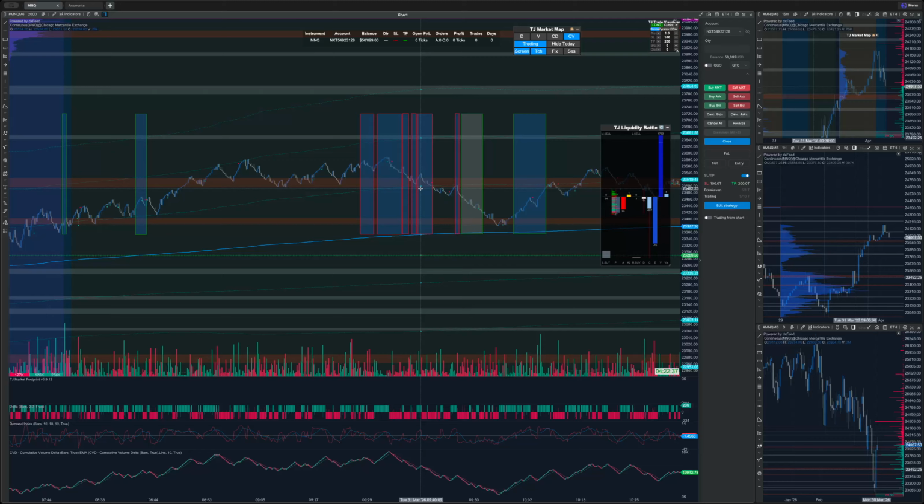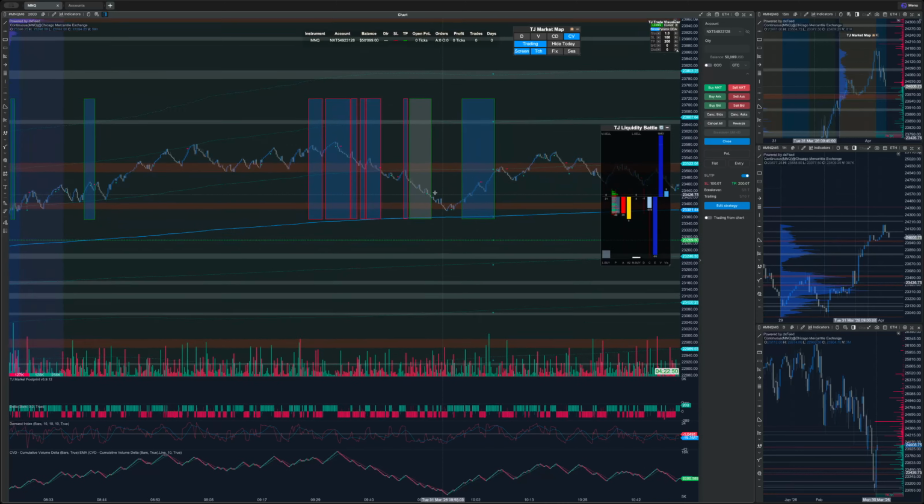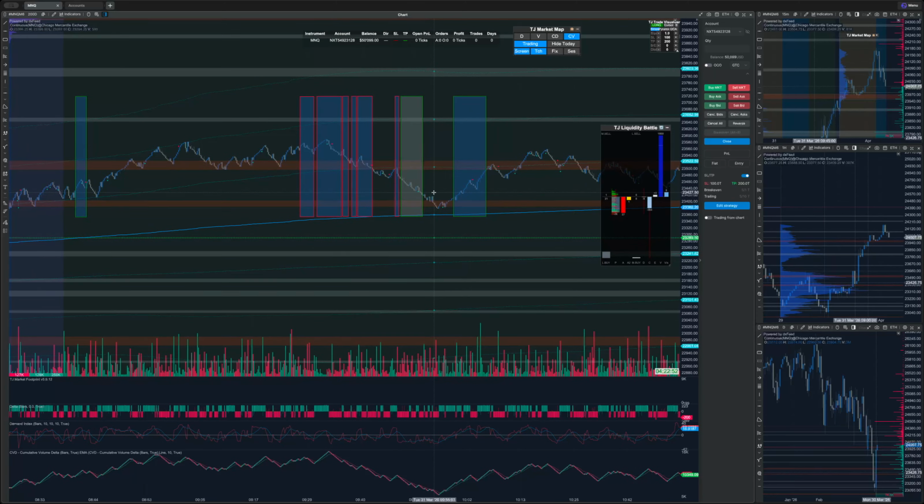And here, once the market got rejected from the range, I should have gone short right here at that point until this level. But we always learn, right?